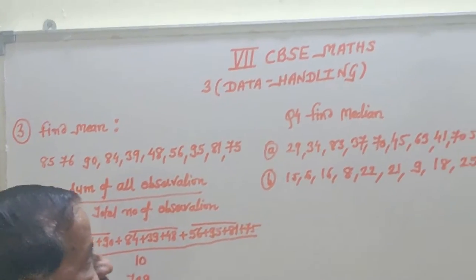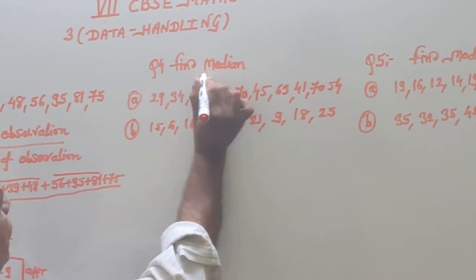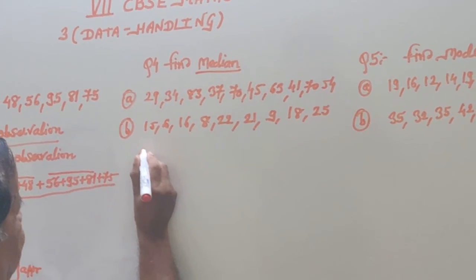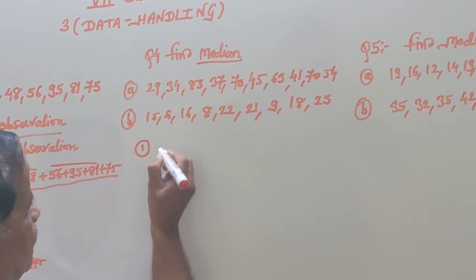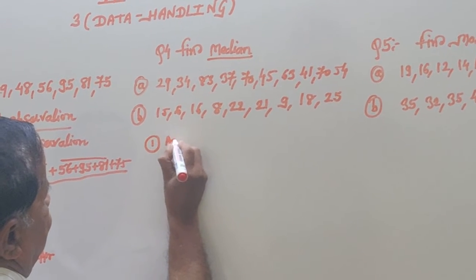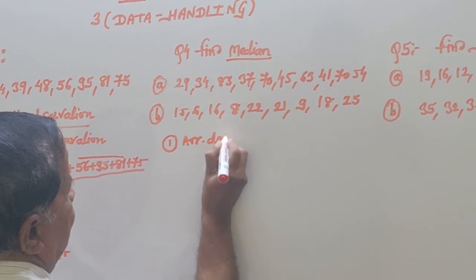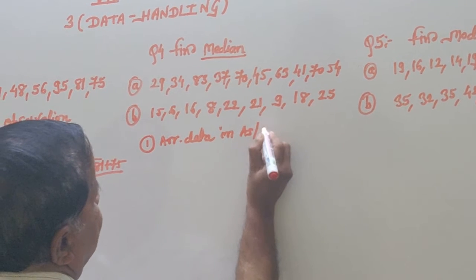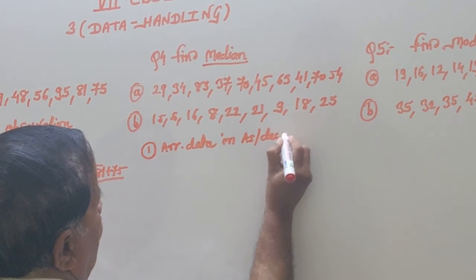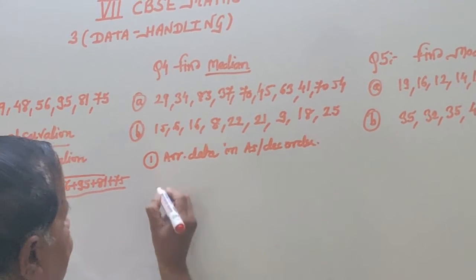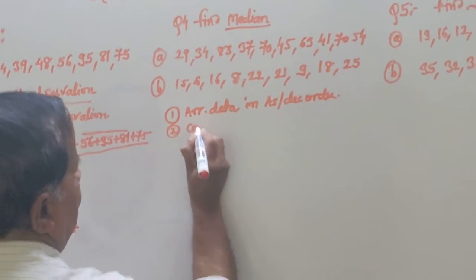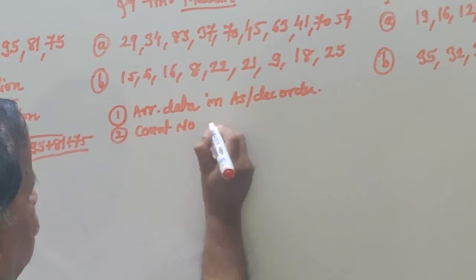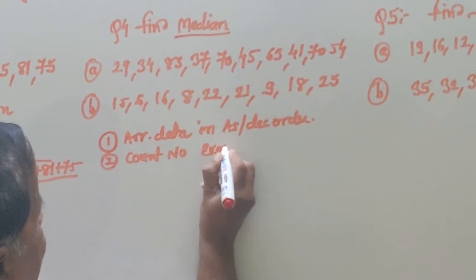Now we are going to solve the second topic, median. What is the median? In this there are two steps. First step is to arrange the data in ascending or descending order. Then count the number. These are the steps. Count the number. Here there are two possibilities, even and odd.